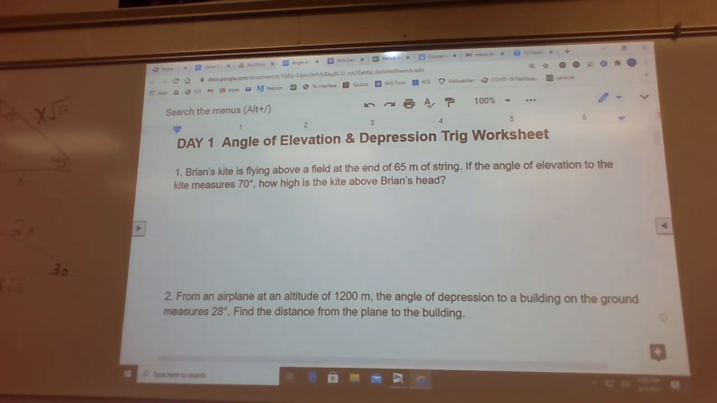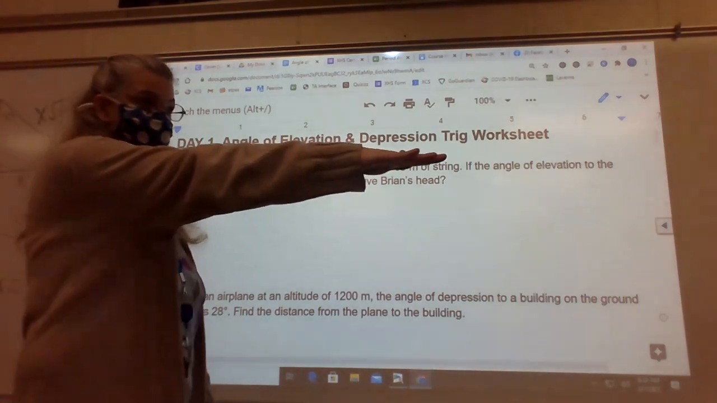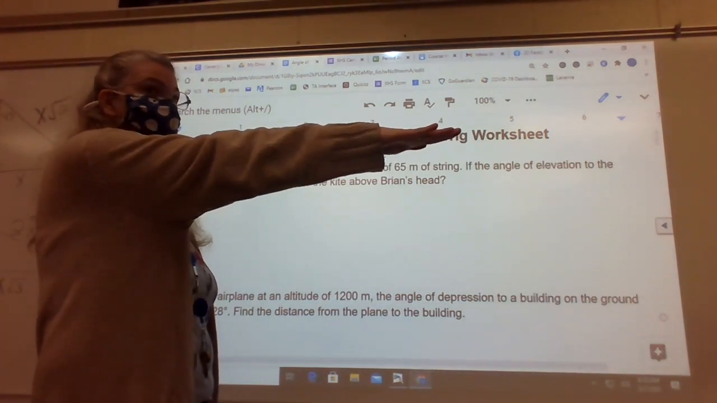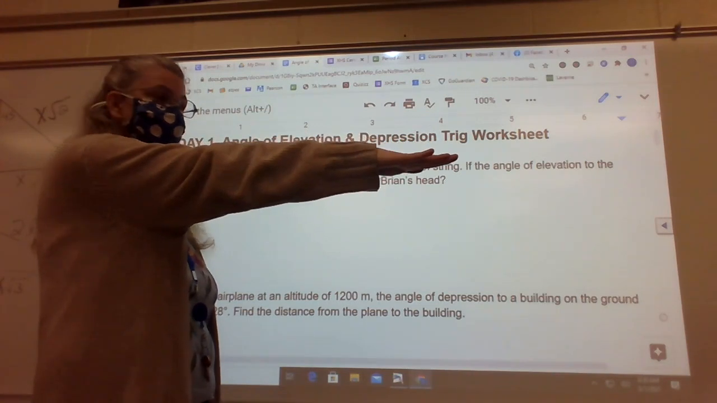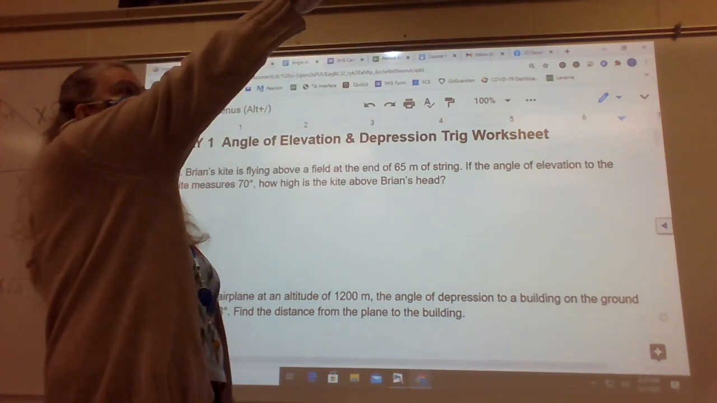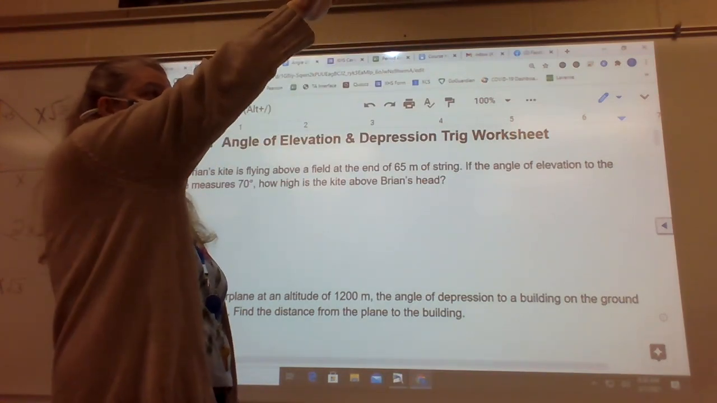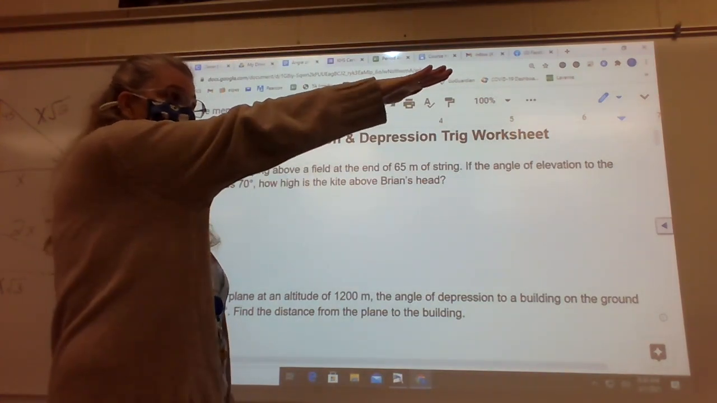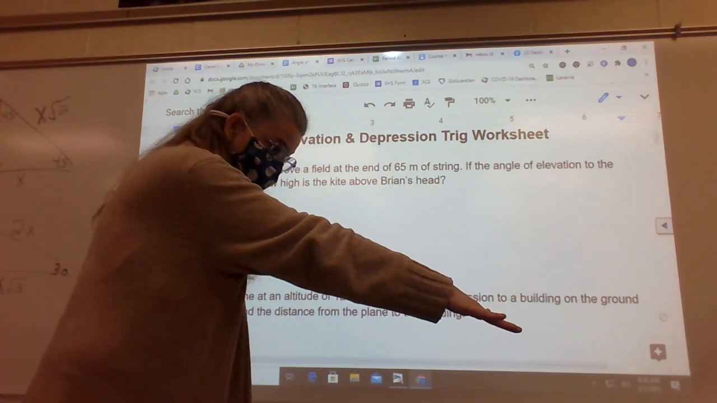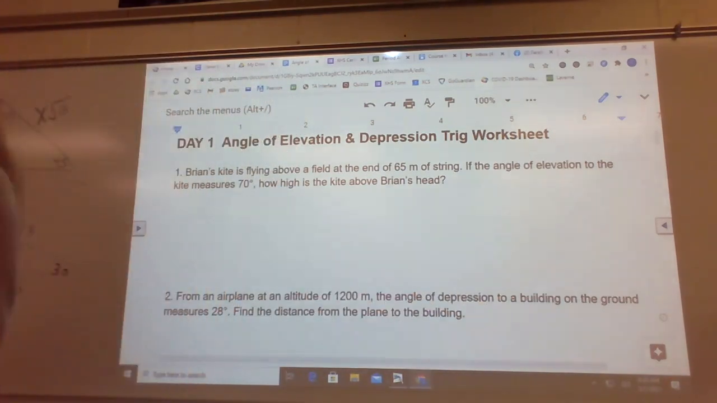So, elevation. Elevation is if you're looking straight out. That would be kind of like ground level, sea level, stuff like that. And then you look up for something, that's elevation. So if you're looking up to see something, that's elevation. Then depression is if you're looking down to see something. That's depression. So elevation is looking up, depression is looking down.